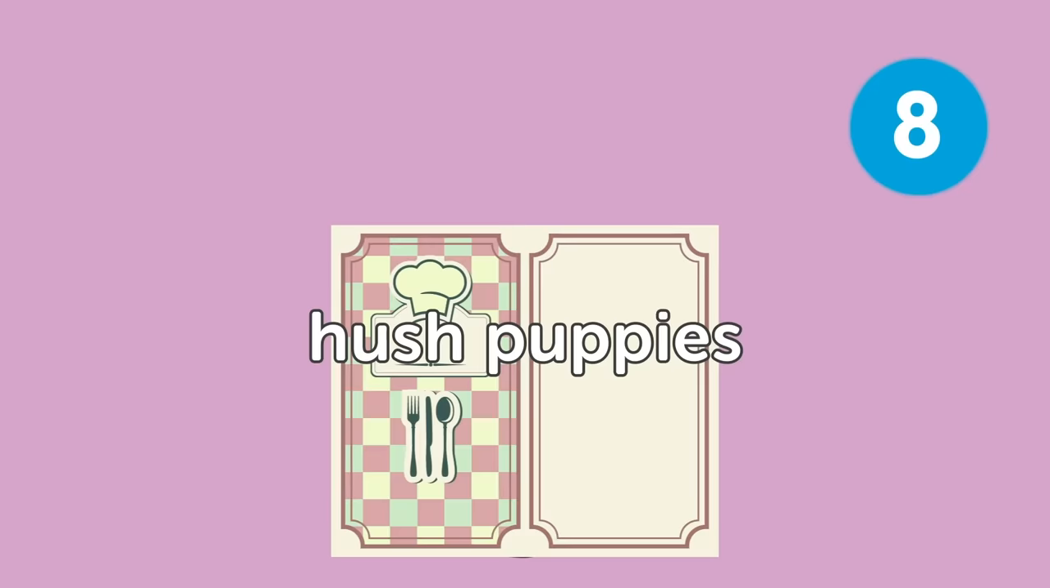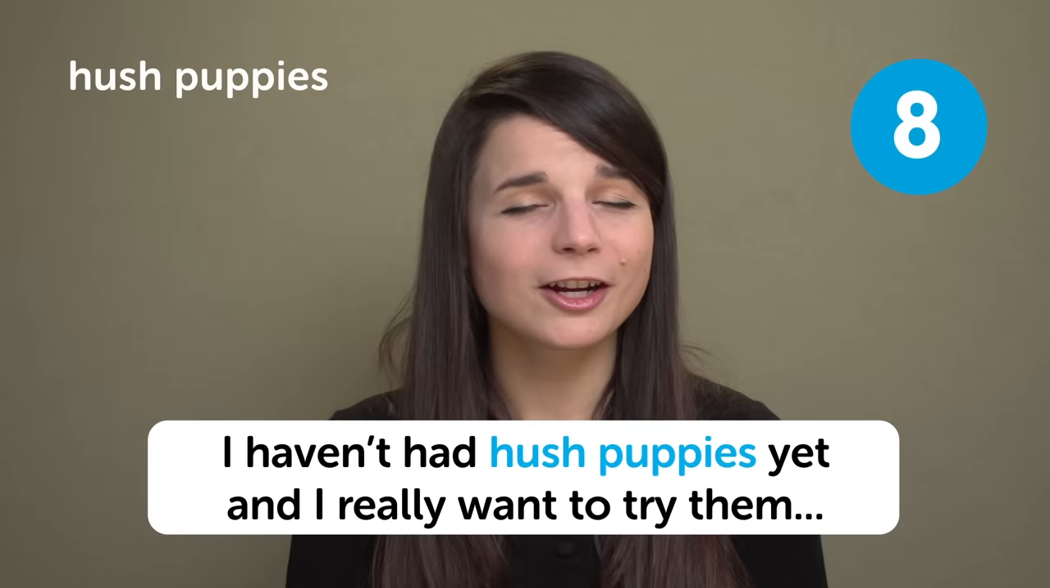Hush puppies. Here we are again. The next American food is hush puppies. From the same video that we talked about grits, our friend Keith came in and told us about hush puppies. It's just a ball of dough that is fried. That's it. Very, very simple food. Very, very healthy, surely. No. In a sentence, I haven't had hush puppies yet, and I really want to try them, but they don't seem very healthy, so it's not high on my to-do list.